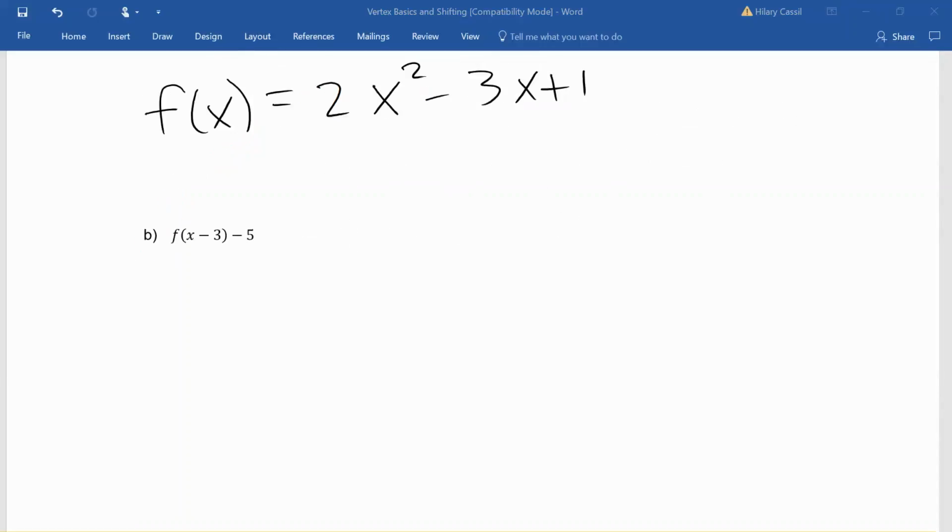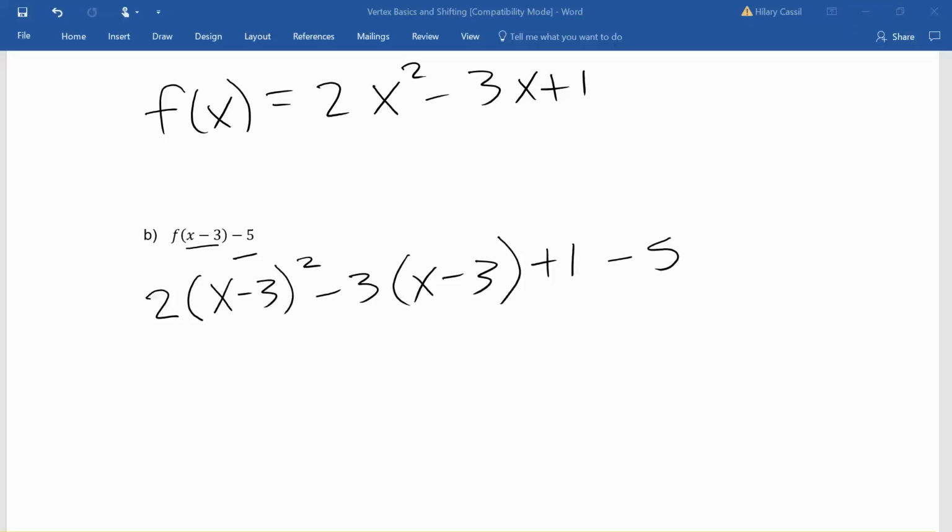So with the same function, we're going to consider f of x minus 3 minus 5. So what we know is that since we have f of x minus 3, we are going to replace all of our x values with x minus 3. We're going to tack on this minus 5 at the end. So initially, this entire first part here is f of x minus 3 and minus 5.